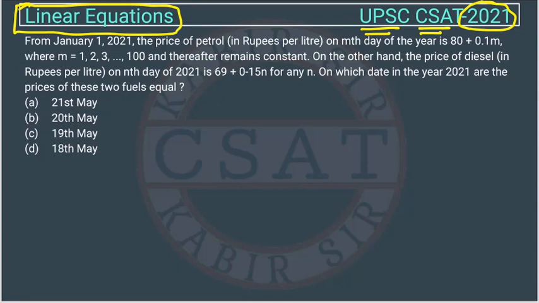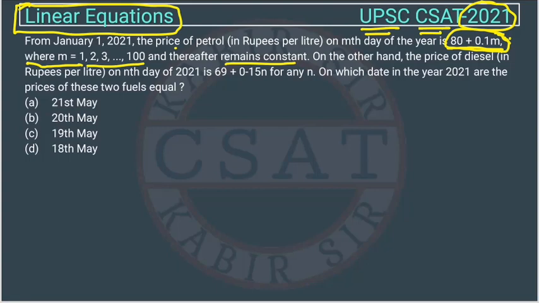From January 1st 2021, the price of petrol on the mth day of the year is determined by this equation, where m could be 1, 2, 3 till 100 and thereafter remains constant. M is representing the day, the first day, the second day. This equation is to determine the price on a particular day. After 100 days, the price becomes constant.